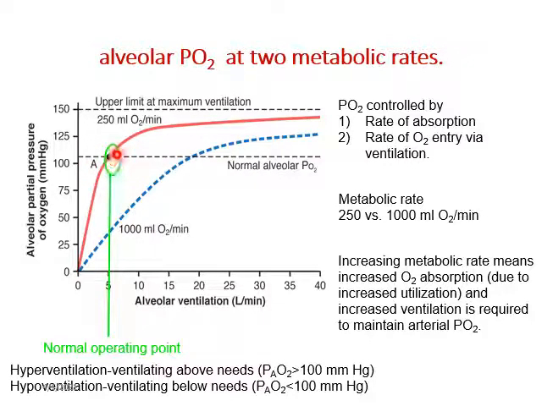And at rest, if you remember, the amount of O2 that is needed under resting conditions is about 250 ml of oxygen per minute. So in other words, our body tissues utilize about 250 ml of oxygen per minute. And of course, the PO2 is determined by two things in the alveoli: the diffusion between the alveoli and the pulmonary capillary, as well as the rate of ventilation, or the amount of air that is getting to the alveoli through alveolar ventilation.